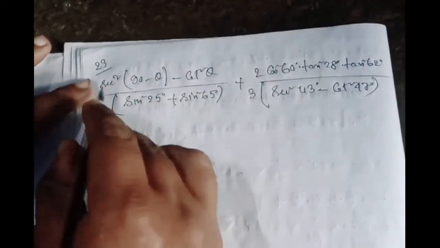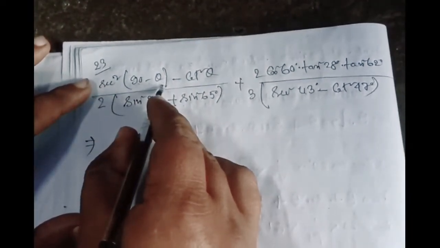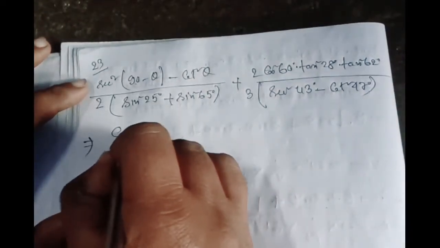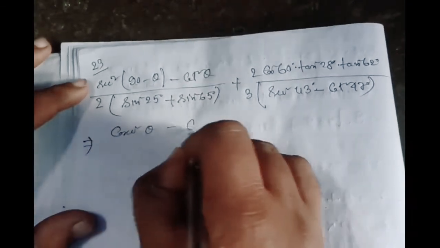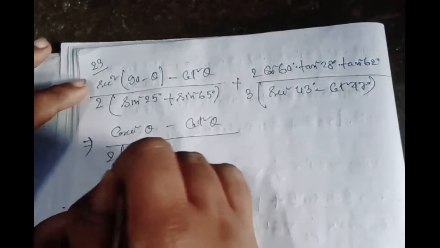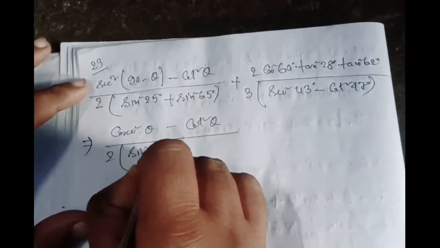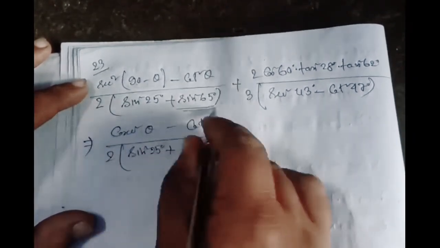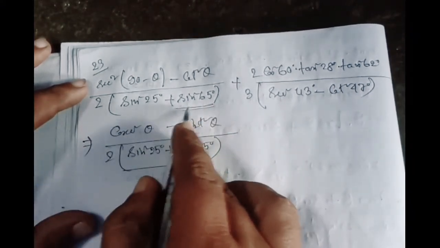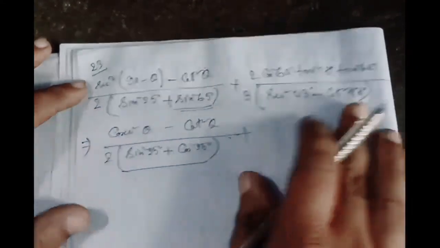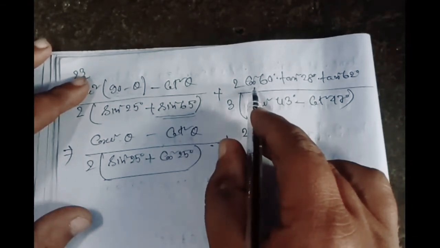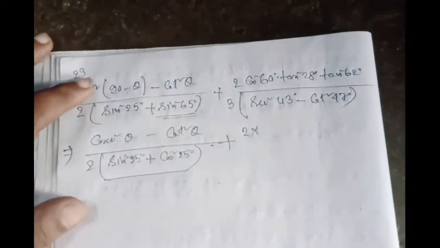Now this can be written as, sec(90 minus theta) means cosec theta. So this can be written as cosec square theta minus cot square theta, divided by 2 into sin square 25 degree plus cos square 25 degree. You will do the calculation, you will get it. Now here this is 2 into cos square 60 degree.